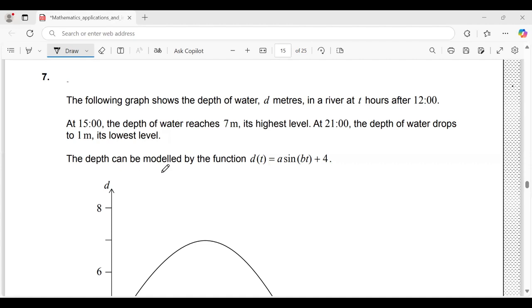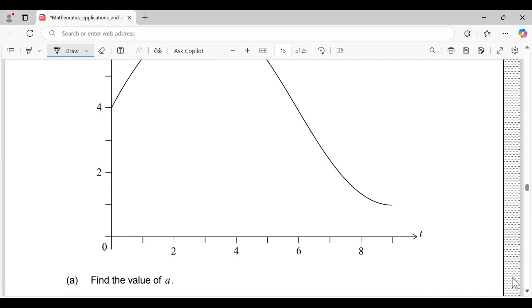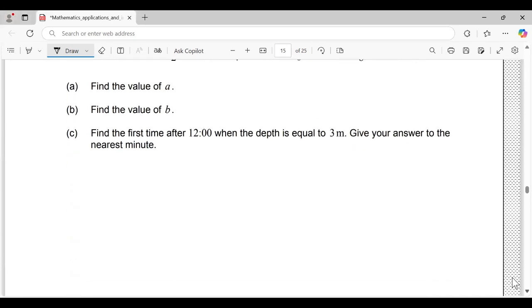The depth can be modeled by the function d(t) equals a sine bt plus 4. And this is the diagram. Find the value of a. The function is d(t) equals a sine bt plus 4. A is the amplitude.